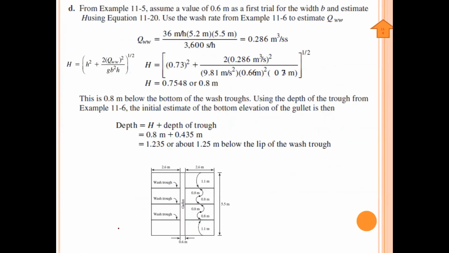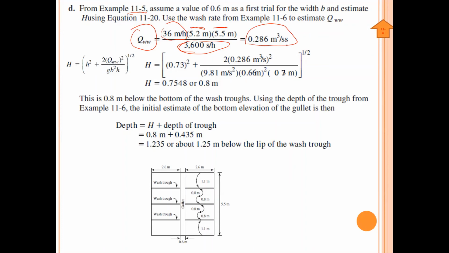And remember, we have to calculate the... So we already have calculated from example 11-5 the wastewater discharge. So we can calculate using the dimensions and the flow, which was actually 36 meter per hour, the hydraulic load, multiplied by width multiplied by depth, this area, and we convert it from hour into second, which will give 0.286 meter cube per second.